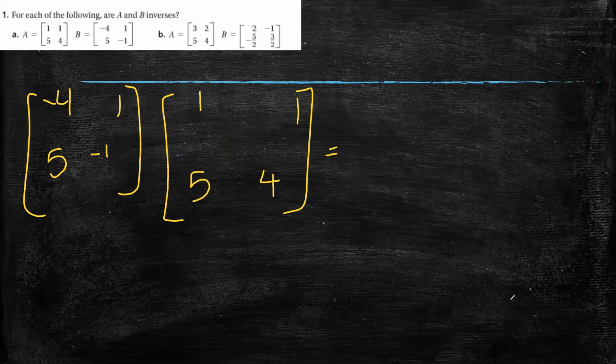Teacher, to say whether it's an identity or not, we should make both AB and BA, not just AB. Yes. Okay.